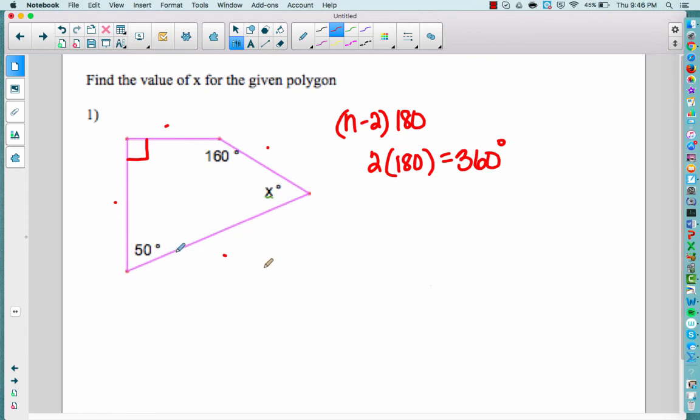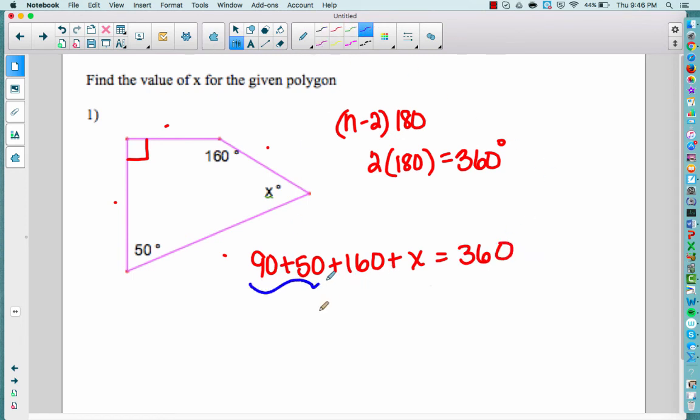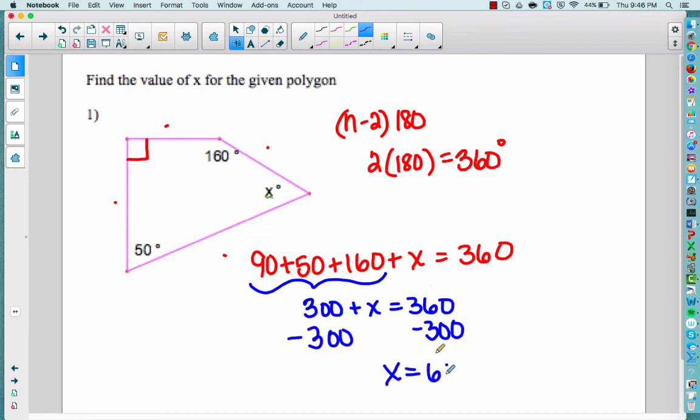All right, so then we add up the 3 angles we have. So 90 plus 50 plus 160 plus x has to equal 360 degrees. All right, so I'm going to combine the like terms. So 140 and 160 gives me 300 plus x equals 360, and then we subtract 300. So x equals 60 degrees. Make sense? So to solve for the missing angle, you take the whole sum and you subtract all the angles that you have to find the missing angle.